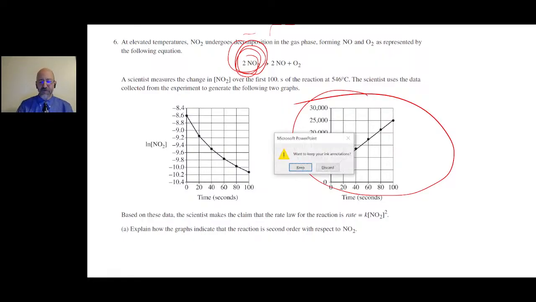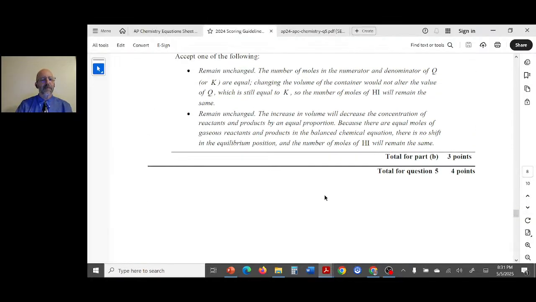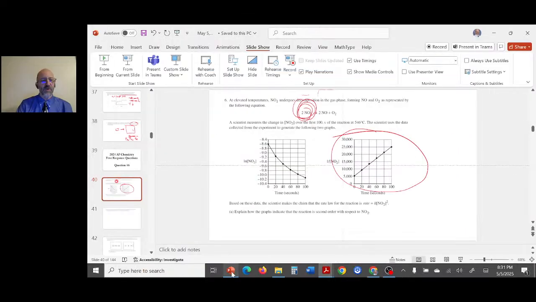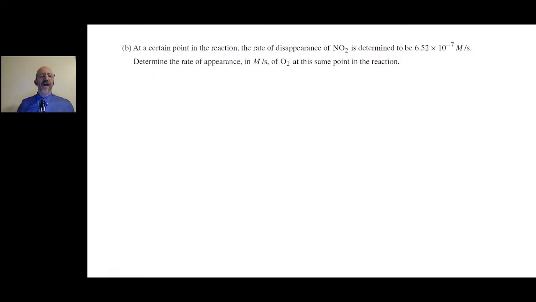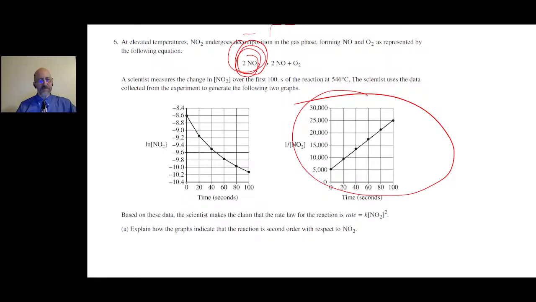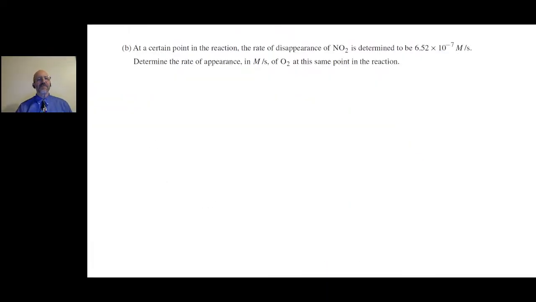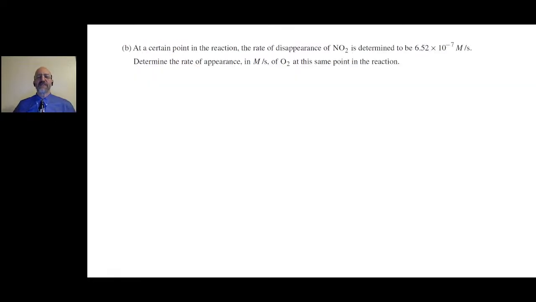This would be, again, Unit 5, kinetics. So the official scoring guidelines say the plot of 1 over concentration versus time is linear, indicating that it's second order. Okay, cool. I see a Lewis dot structure coming up here. At a certain point in the reaction, the rate of disappearance of NO2, okay, so let me go ahead and erase my drawing here so it's not all messy. Okay, the rate of disappearance of NO2, which is going to be the reactant, is determined to be 6.52 times 10 to the negative 7 molarity per second.